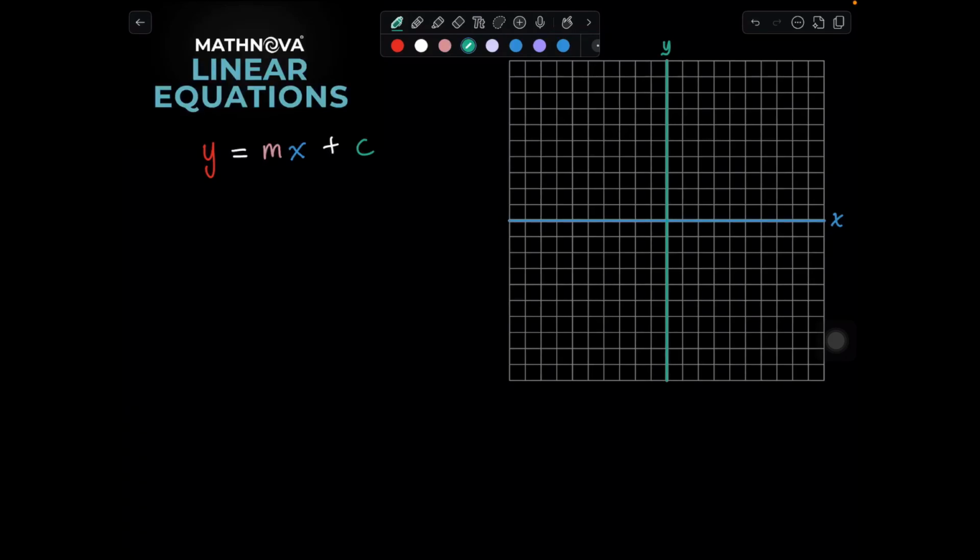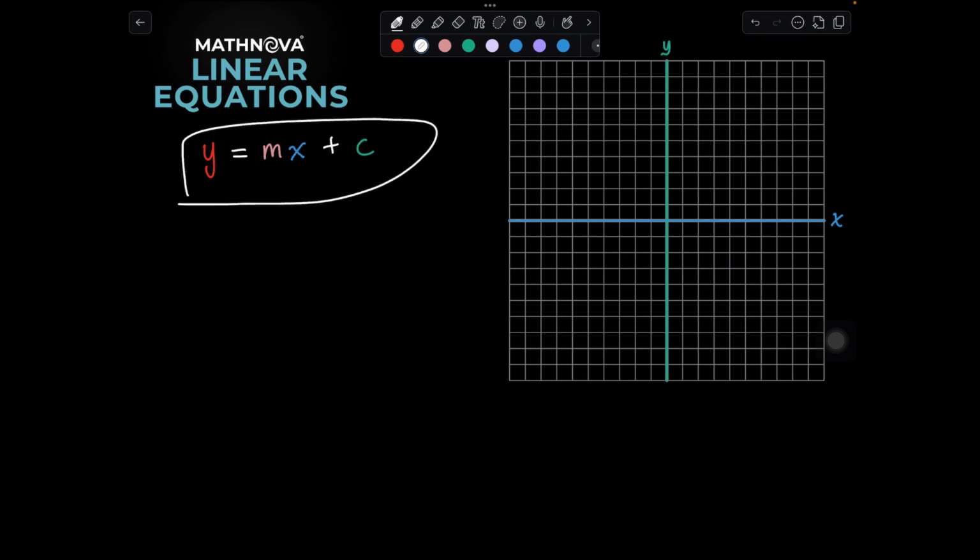Hello and welcome. Today I'll be explaining linear equations. By the end of this video, you'll be a pro at being able to draw these graphs, to look at these graphs and figure out what the equations are, and to figure out what the x-intercepts, y-intercepts, and gradients are.